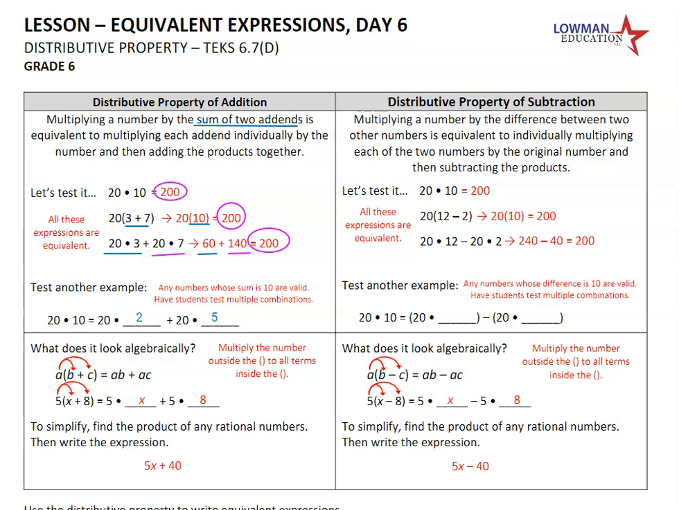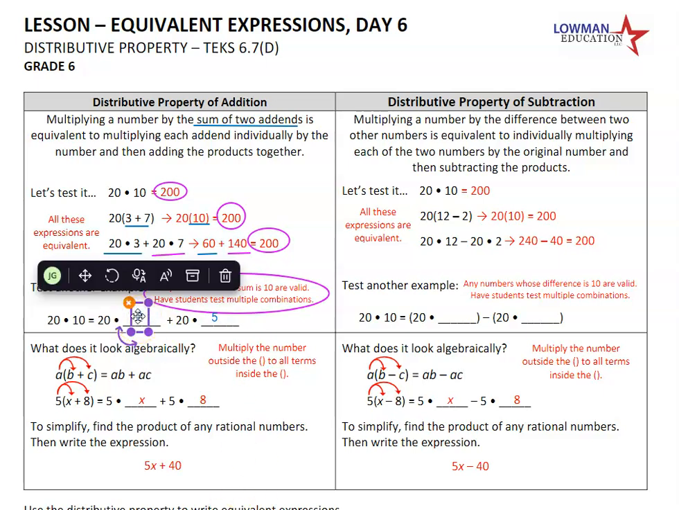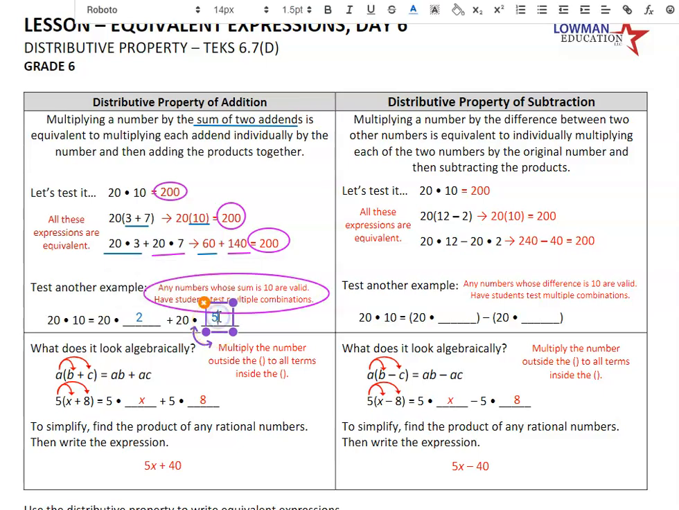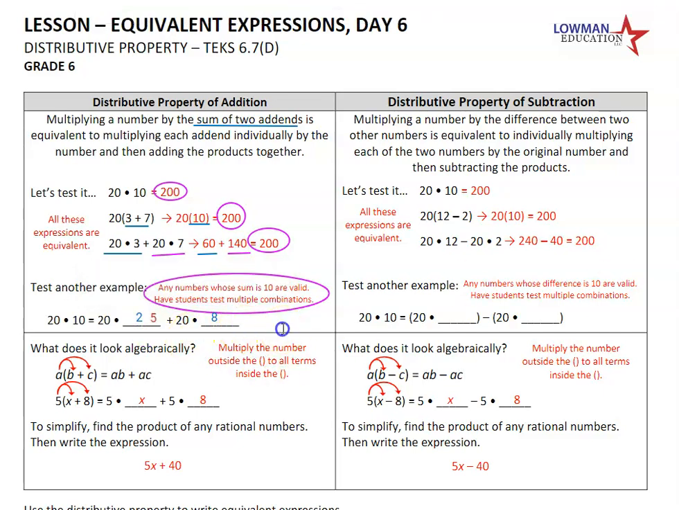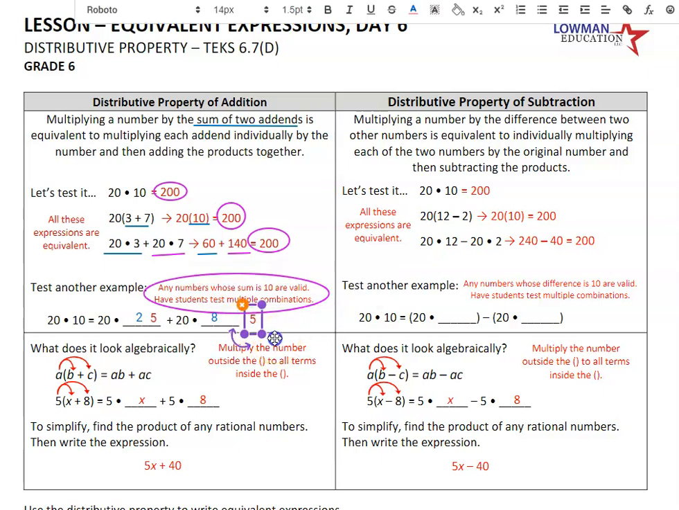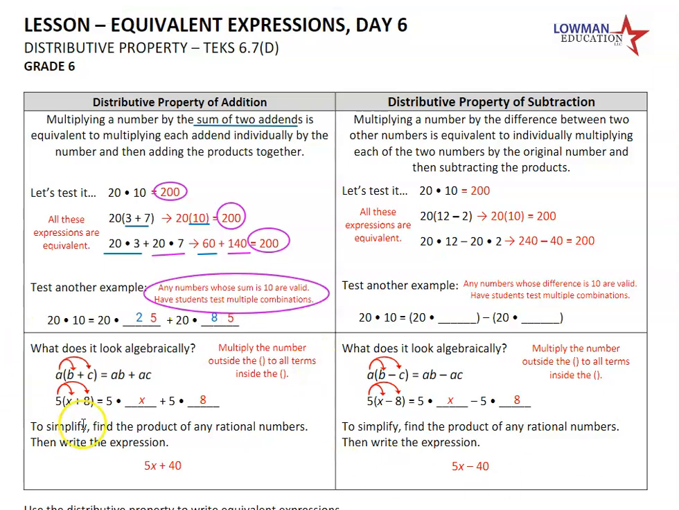And please either highlight or circle what makes that true: any numbers whose sum is 10 are going to be equivalent to the 20. And so, let me see, we can do 2 plus 8. We can do 5, let's use a different color, 5 plus 5, because those are different sums, and they are all going to give you the same product of 20.